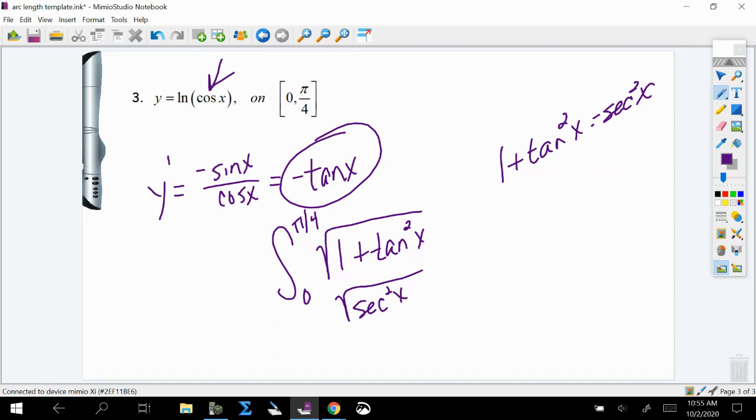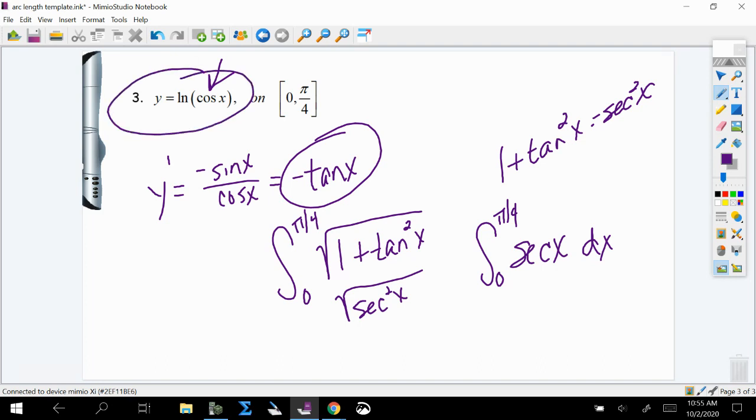And then the next thing you should notice is a square root and a square cancel. So you are just integrating from 0 to pi over 4 of secant. The one that I saw in the AP test like this, it didn't actually want a final answer. It wanted to know which of the following represents the length of the arc. And then it was interesting because the problem started out with natural logs and cosines, and the right answer ended up as an integral of secant. And you might wonder how it got from point A to point B.